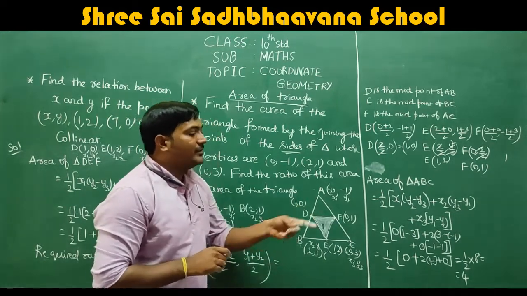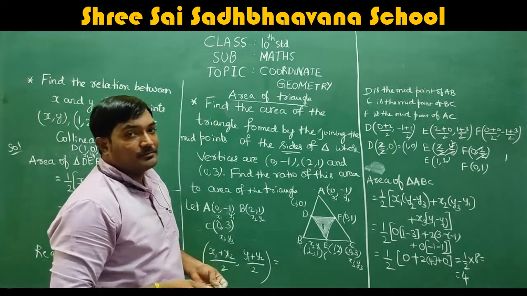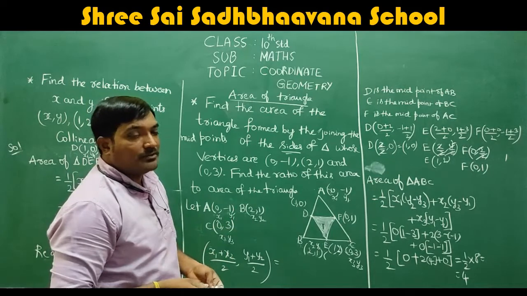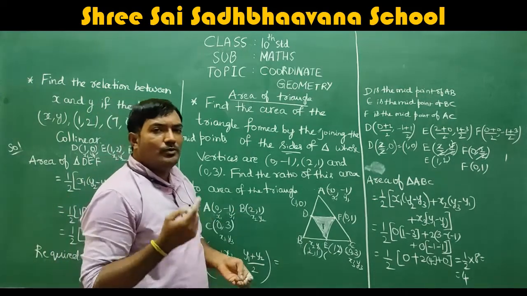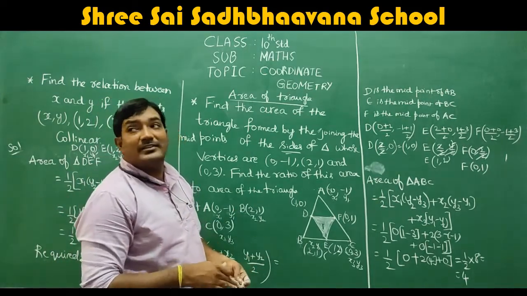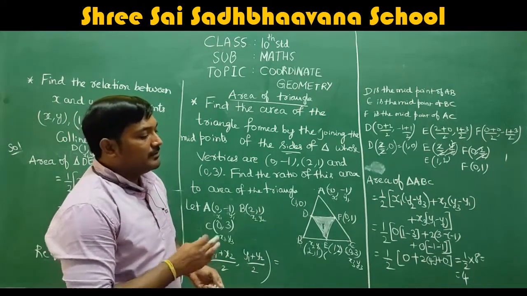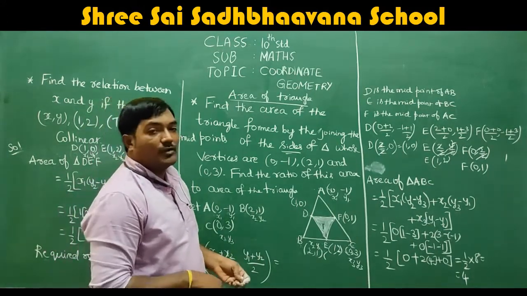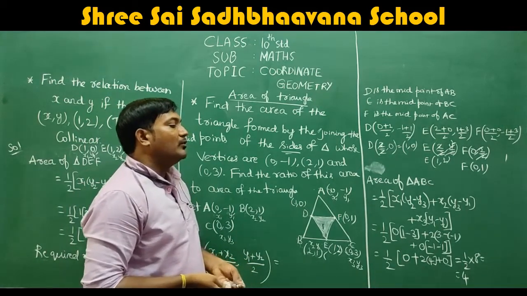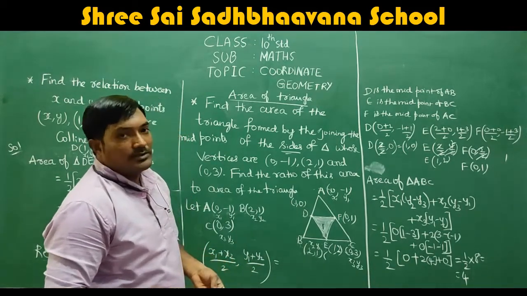And there are 2 zeros in that expansion. If you observe in the substitution, 2 zeros are there, so no need to simplify that. 0 multiplied with any number is 0 itself. So I didn't write that, I directly wrote 0. So 0 plus 8 plus 0, which is 8 by 2, which is 4.